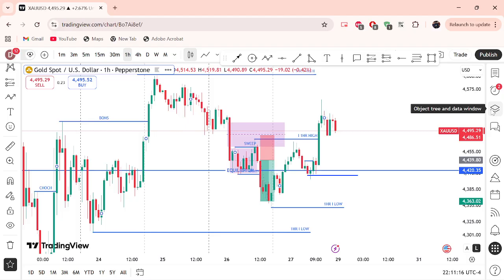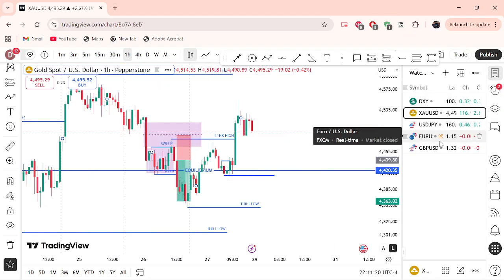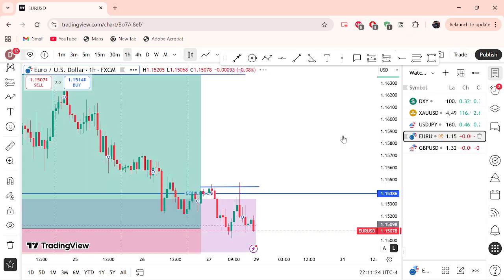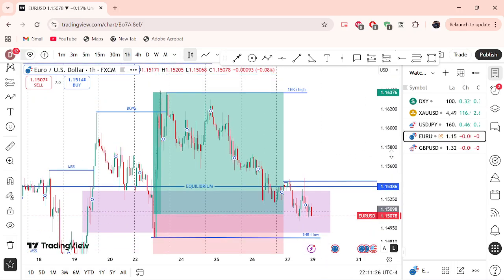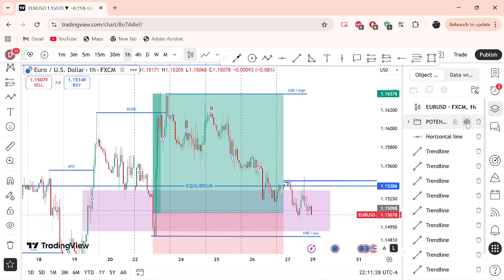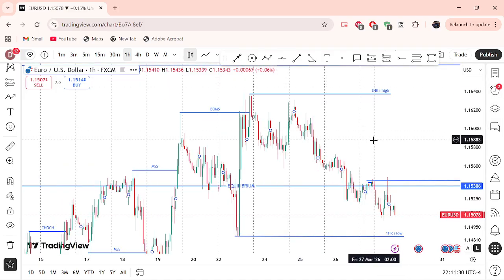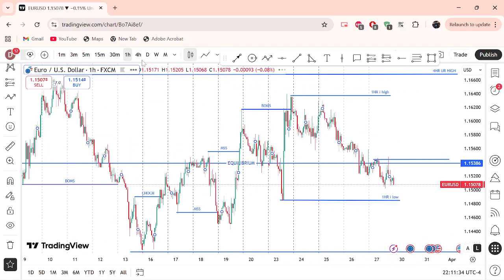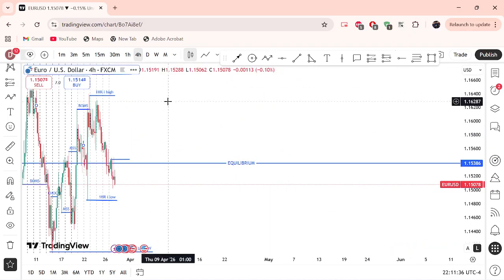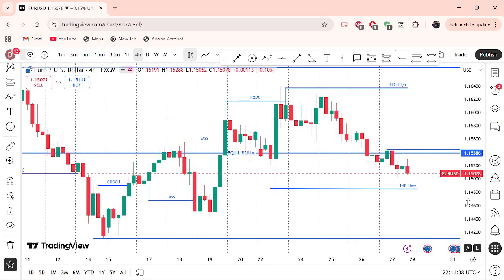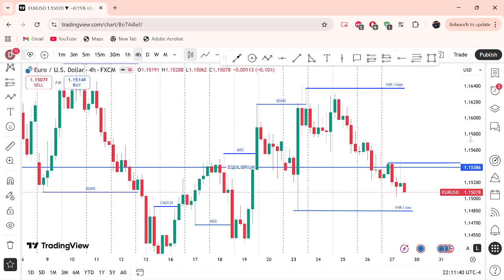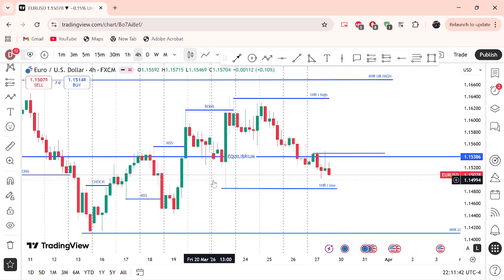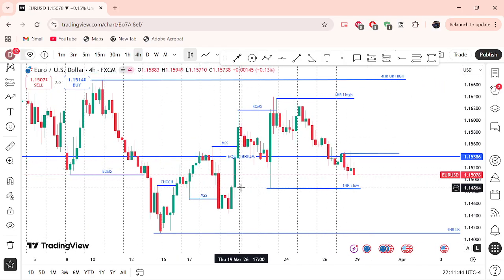My second potential setup was on EU and GU on Monday, and this was it also, but it was a very tricky setup. It was a very tricky one. So Monday opened here. I told you Monday opened here.